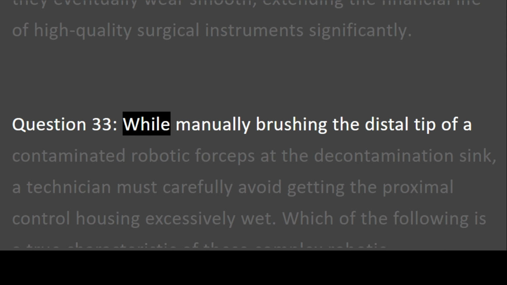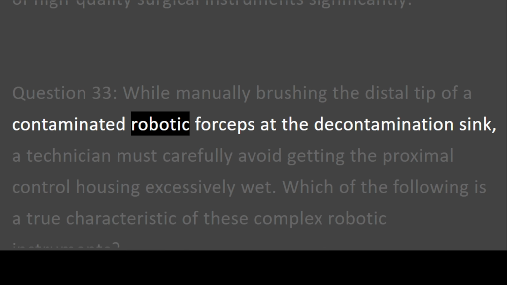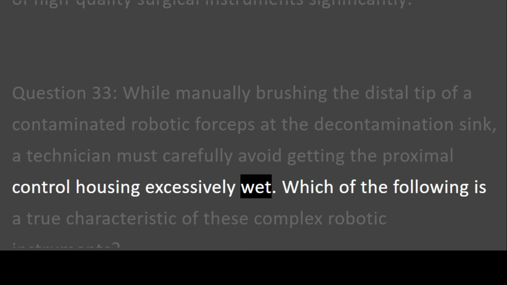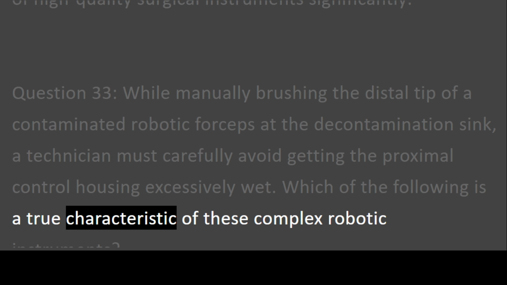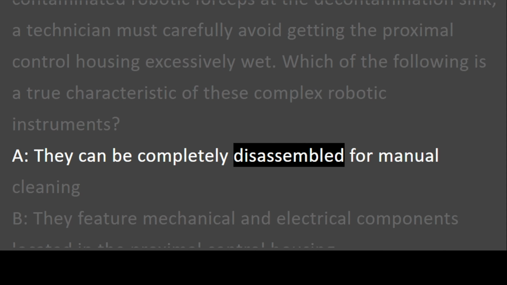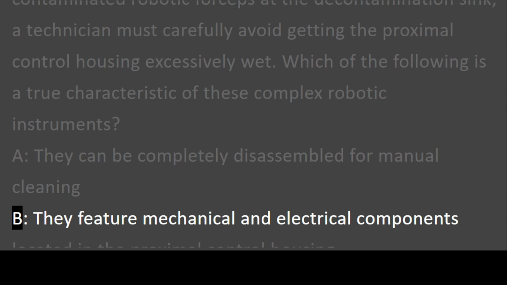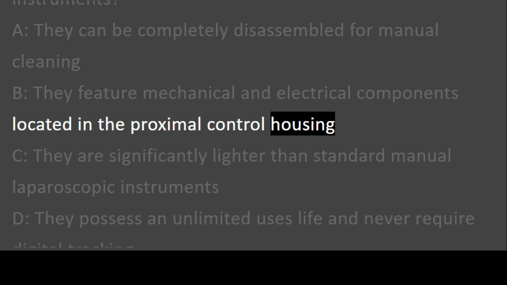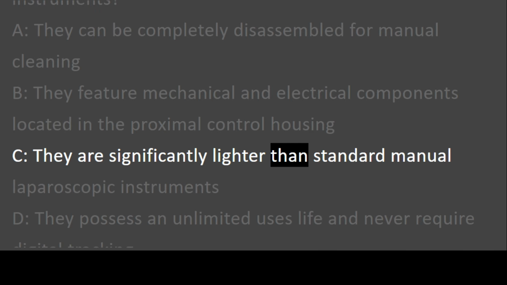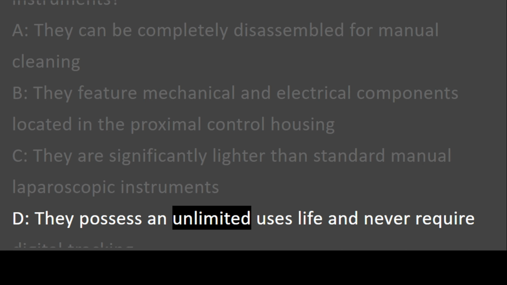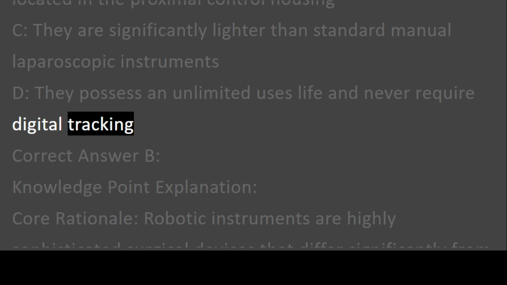Question 33. While manually brushing the distal tip of a contaminated robotic forceps at the decontamination sink, a technician must carefully avoid getting the proximal control housing excessively wet. Which of the following is a true characteristic of these complex robotic instruments? A. They can be completely disassembled for manual cleaning. B. They feature mechanical and electrical components located in the proximal control housing. C. They are significantly lighter than standard manual laparoscopic instruments. D. They possess an unlimited uses life and never require digital tracking.